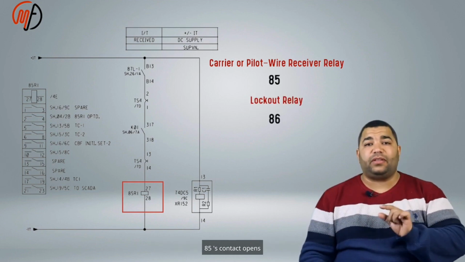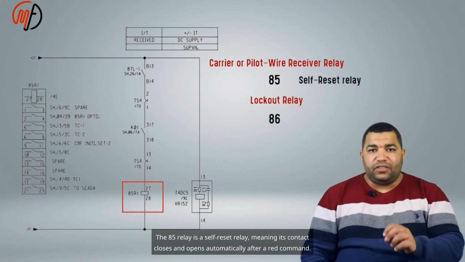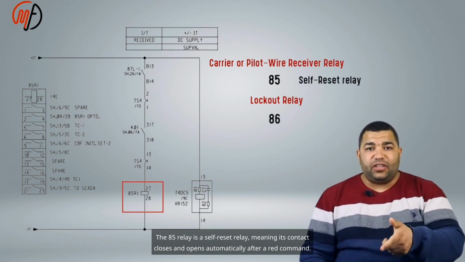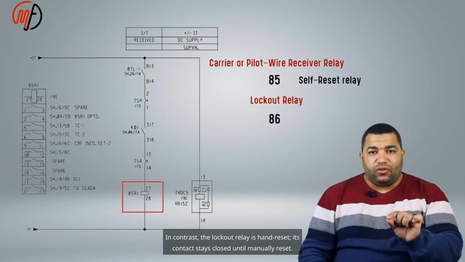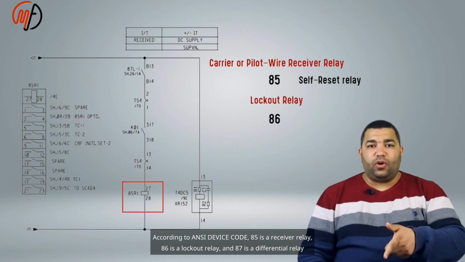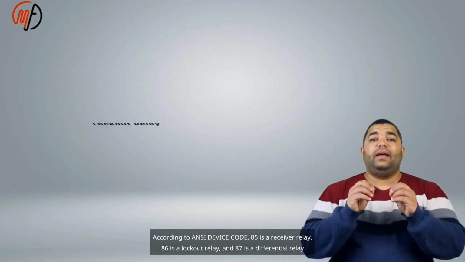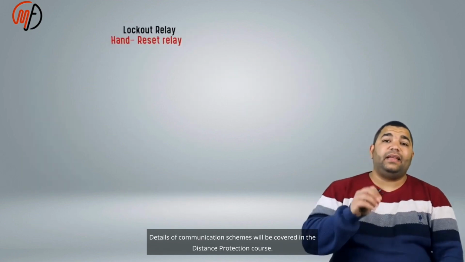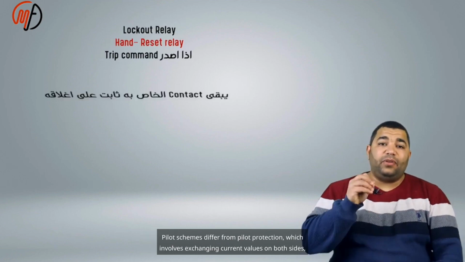The 85 relay is a self-reset relay, meaning its contact closes and opens automatically after a command. In contrast, the lockout relay is hand reset. Its contact stays closed until manually reset. According to ANSI device code, 85 is a receiver relay, 86 is a lockout relay, and 87 is a differential relay. Details of communication schemes will be covered in the distance protection course.